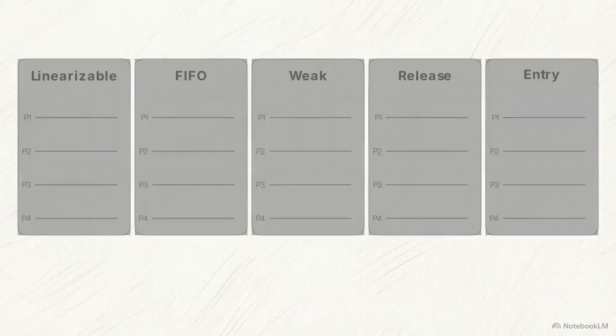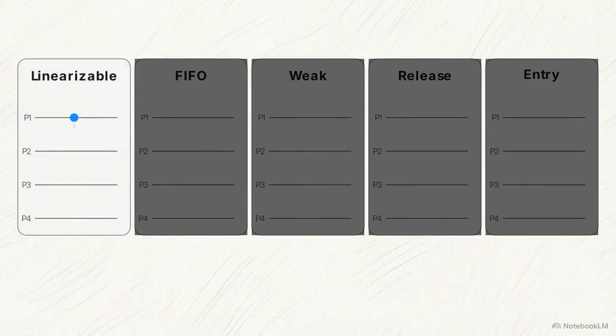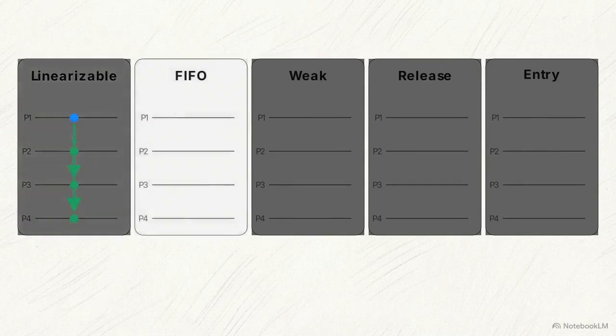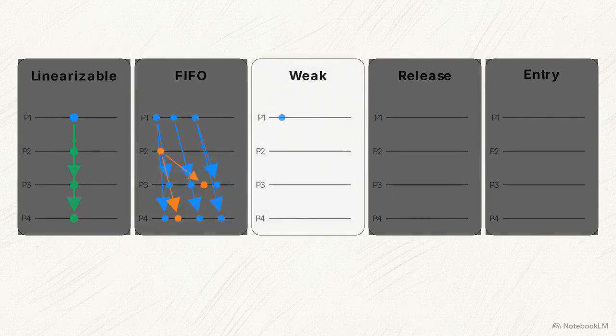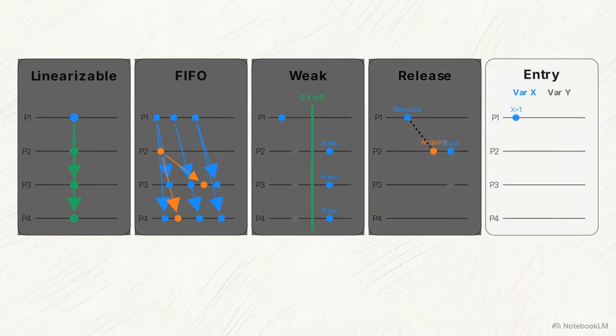This chart synthesizes the behavior across the 5 architectural models. Linearizable enforces absolute, instantaneous real-time updates. FIFO preserves the author's exact sequence, but permits chronological chaos globally. Weak consistency demands a hard, manual system synchronization. Release relies on explicit operational handshakes before data moves. Entry micromanages data transfer, down to the individually locked variable.